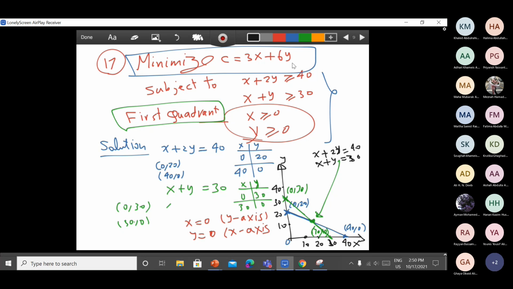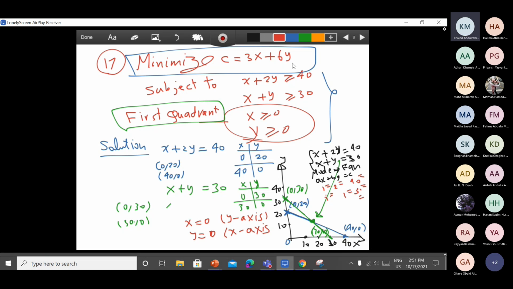Yes, they are ready for the calculator. Go for mode, equation. Choose ax plus by equal to c. Input the coefficients. What are the coefficients? Yes, the coefficients are 1 equal, 2 equal, and 40 equal. Go for the next line. So 1 equal, 1 equal, 30 equal.